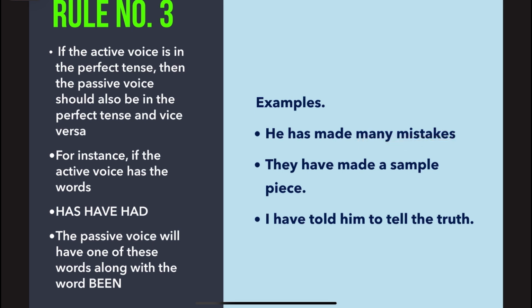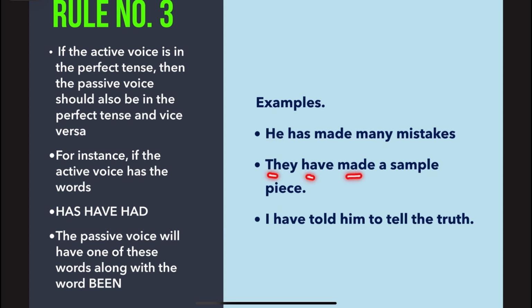So if you write here, many mistakes were made by him, then it becomes incorrect. Because if there is has here, one of the three words, see these three, it has to be there in the passive voice. Has, had, or have. In this case, mistakes. So we will have many mistakes have been made by him.